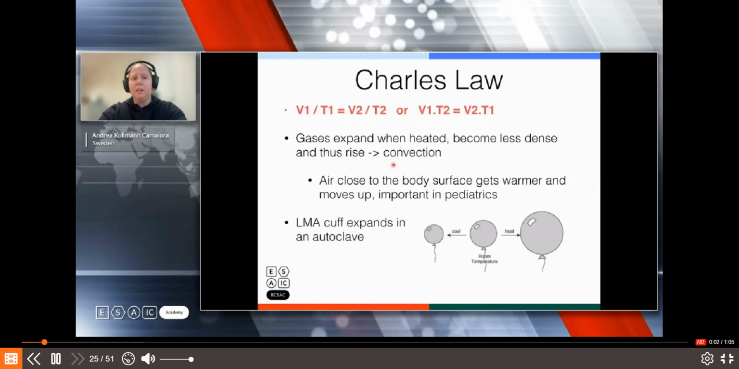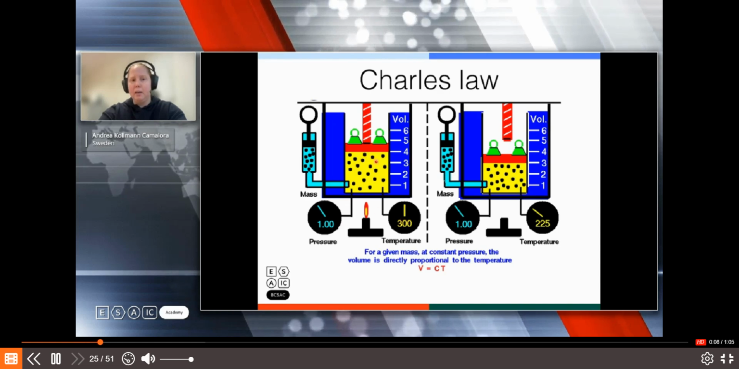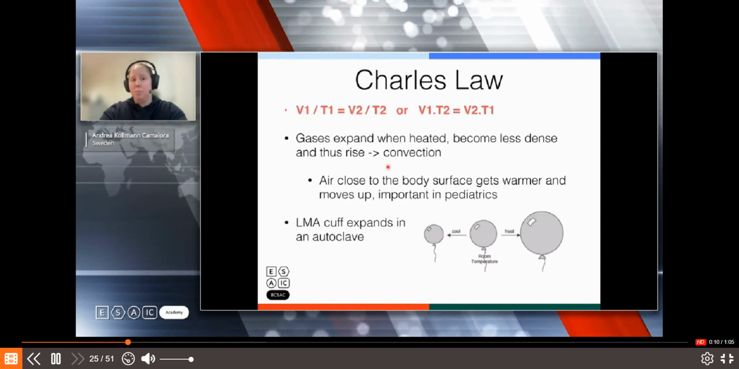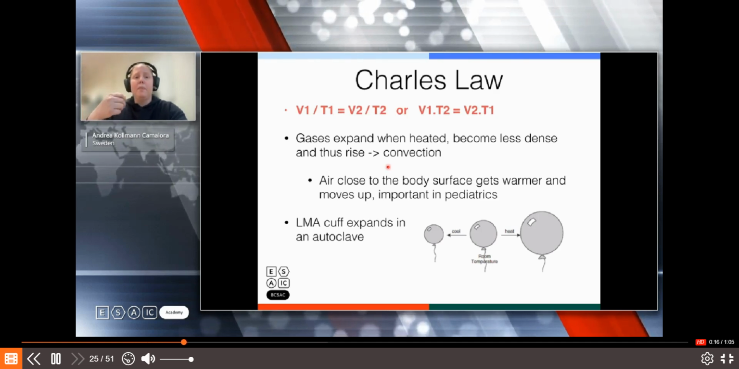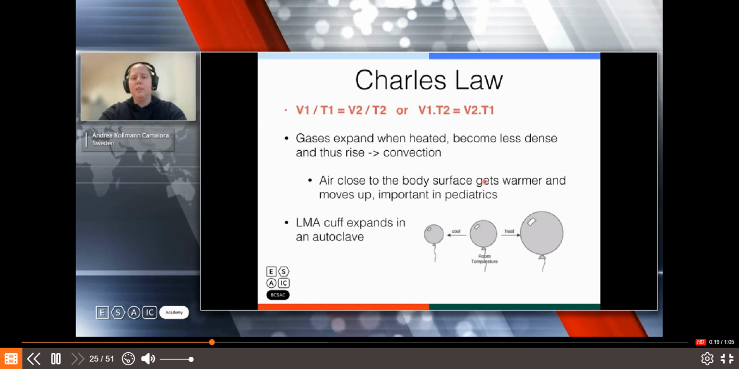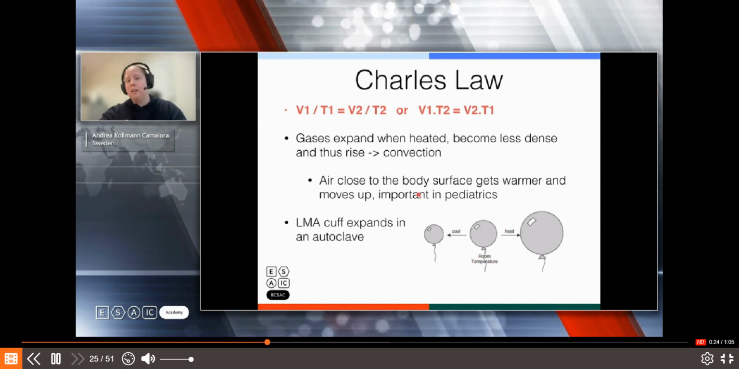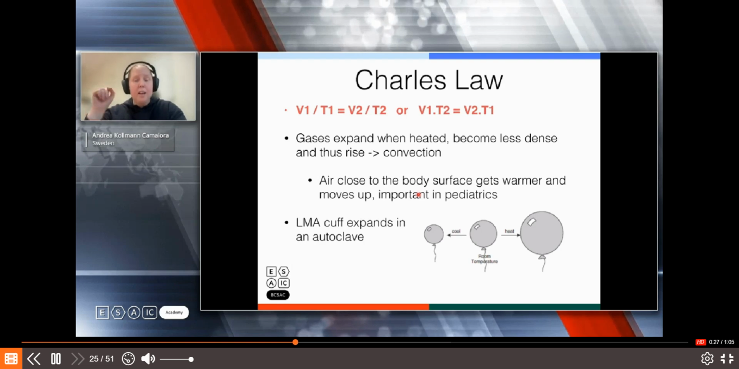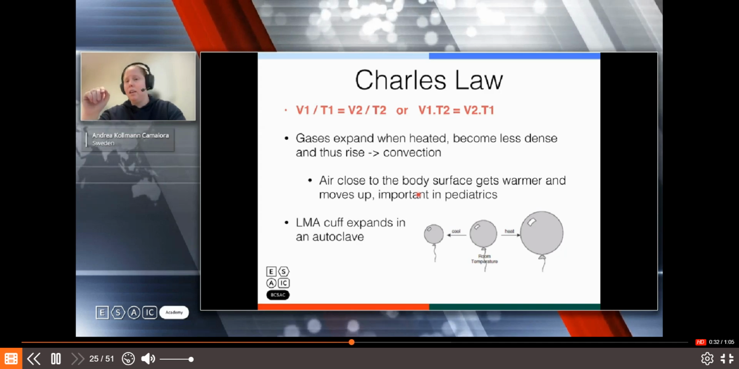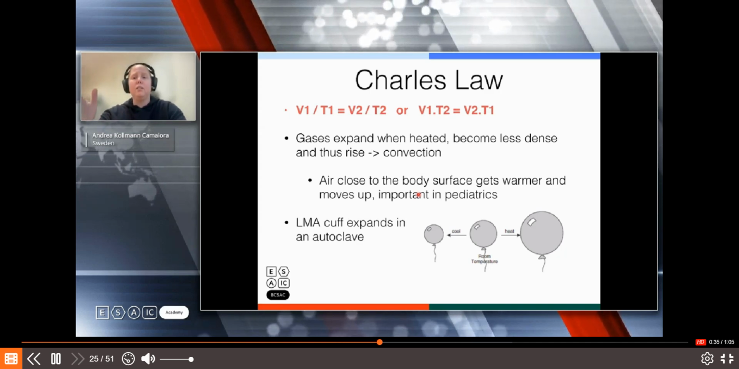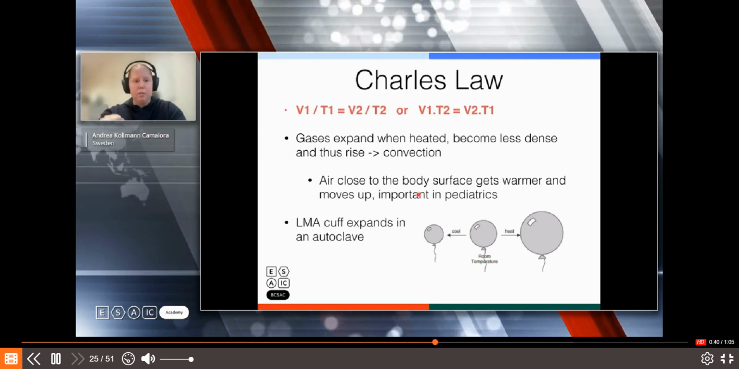Some applications are that gas expands when heated. So I heat this and I get more volume. Gases expand when heated and they become less dense and thus they can rise. That's convection. Air close to the body surface gets warmer and moves up. This is important when we're discussing heat loss, especially in pediatrics. In the exam, a lot of questions on temperature loss have come since I've been examining. So I really encourage you to read on all the mechanisms for heat loss.